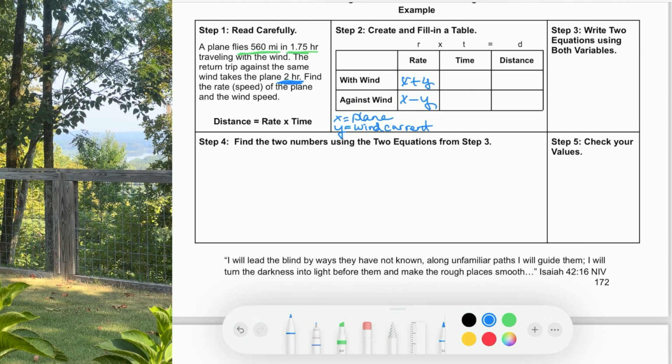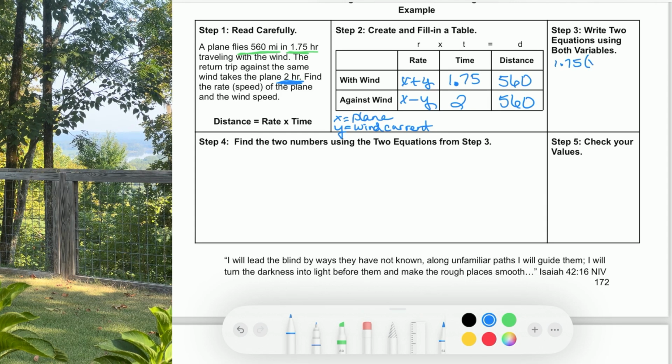Now, the amount of time they gave us with the wind was 1.75 hours. When it was going against the wind, it took 2 hours. The distance they gave us, they said that in both trips it traveled 560 miles. So now let's put together our two equations, okay? So we have 1.75 times X plus Y, and that's what gives us that 560.